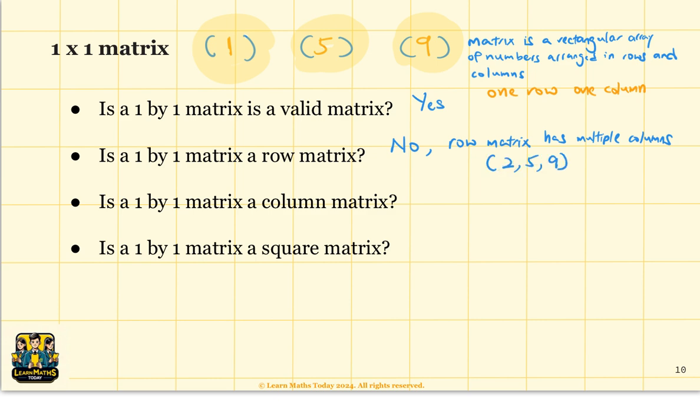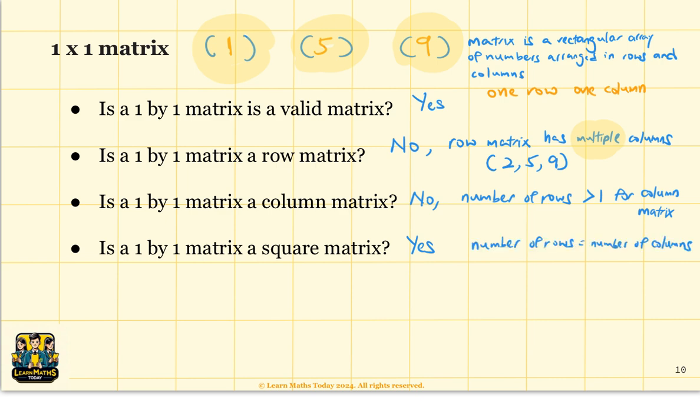Note that the number of columns has to be more than 1. Therefore, a 1 by 1 matrix is not a row matrix. Similarly, for a column matrix, the number of rows has to be more than 1. So in this case, a 1 by 1 matrix is not a column matrix. For the last question, is a 1 by 1 matrix a square matrix? Yes. By definition, a square matrix is one where the number of rows is equal to the number of columns. In a 1 by 1 matrix, both the number of rows and number of columns is 1, so it satisfies the condition of being a square matrix.